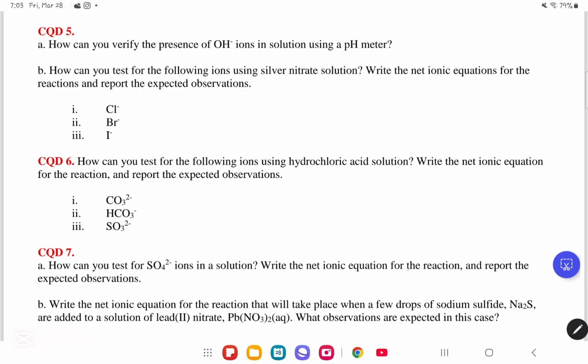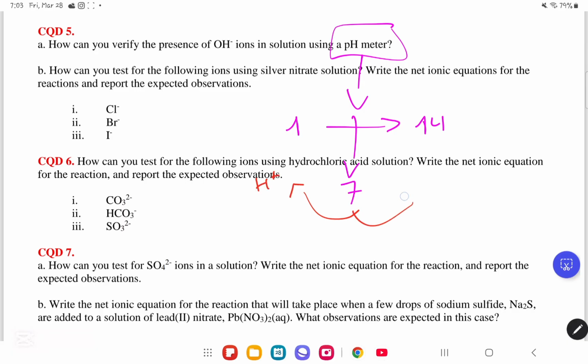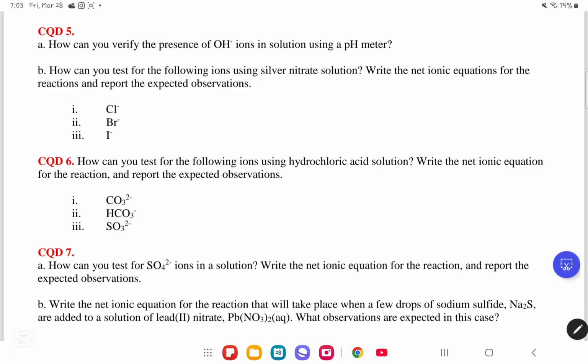Here they said, how can you verify the presence of OH- ions in a solution using a pH meter? The pH meter is a scale from 1 to 14. If it is in the middle, 7, it has the same number of hydrogen ions as OH-. If it's less than 7, it will have more H+. If it's greater than 7, it will have more OH-. So very simply, if the pH meter gives a reading greater than 7, then the solution contains a high concentration of OH-.